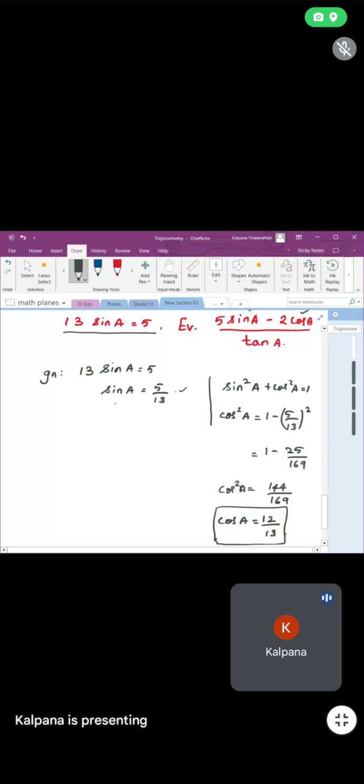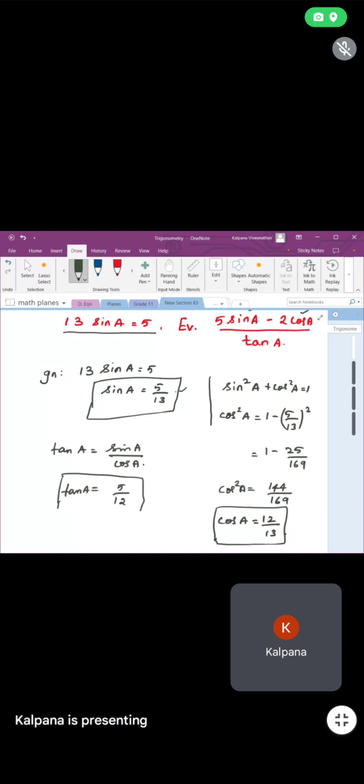Now, how do we find the value of tan? Tan A is equal to sin A by cos A. Get the value quickly. 5 by 13 divided by 12 by 13. 13 will get cancelled, so our tan A value is 5 by 12. Okay, now you can substitute in the given question. They are asking us to evaluate 5 sin A minus 2 cos A by tan A.